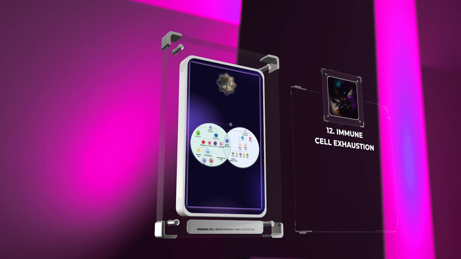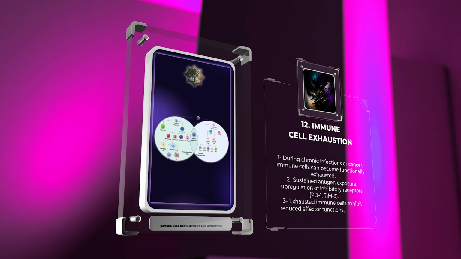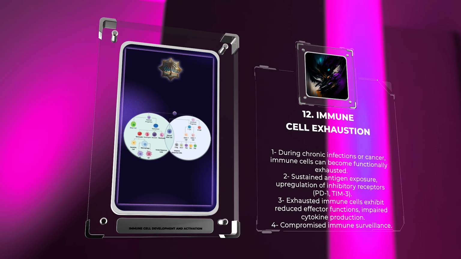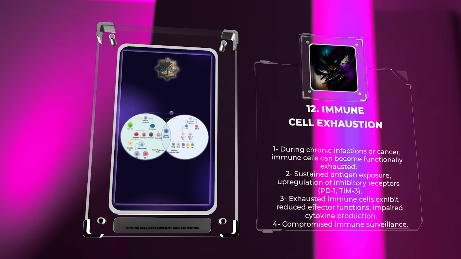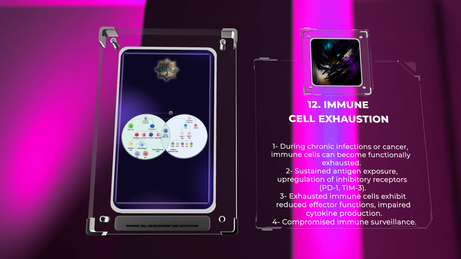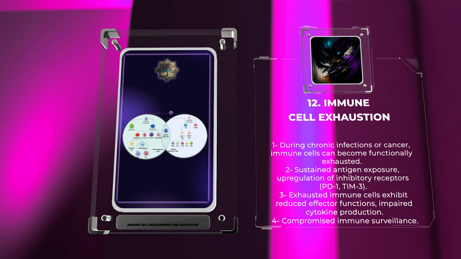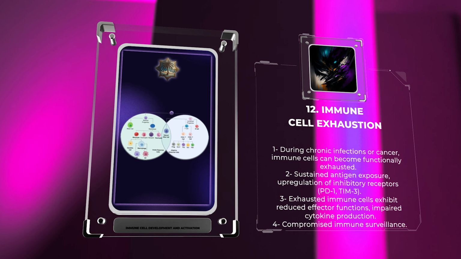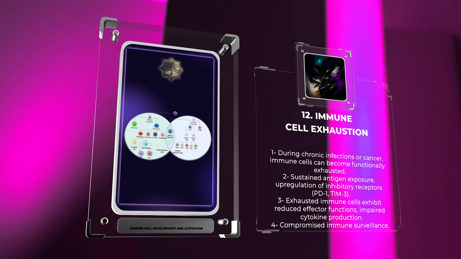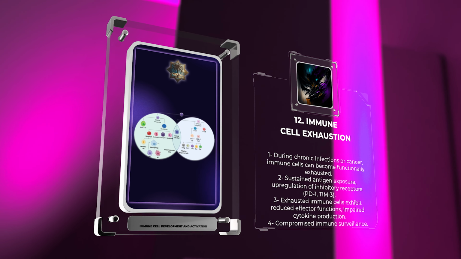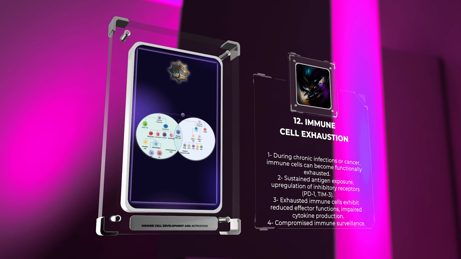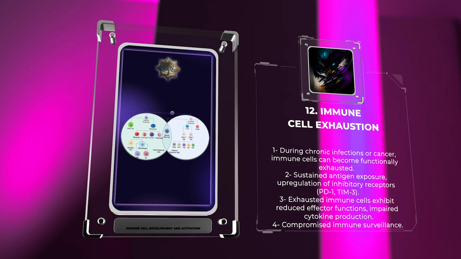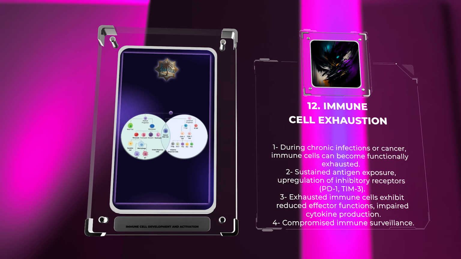During chronic infections or cancer, immune cells can become functionally exhausted, losing their ability to eliminate pathogenic threats. Immune cell exhaustion is characterized by sustained antigen exposure and the upregulation of inhibitory receptors, such as PD-1 and TIM-3. Exhausted immune cells exhibit reduced effector functions and impaired cytokine production, leading to compromised immune surveillance. Understanding the mechanisms underlying immune cell exhaustion is vital for developing targeted therapies to reinvigorate the immune response against chronic infections and tumors.